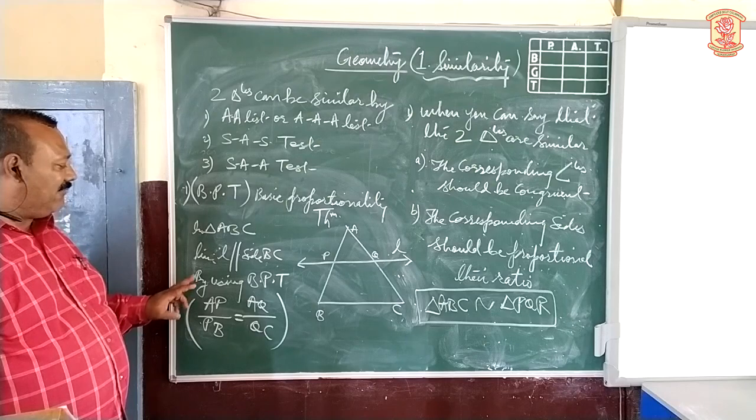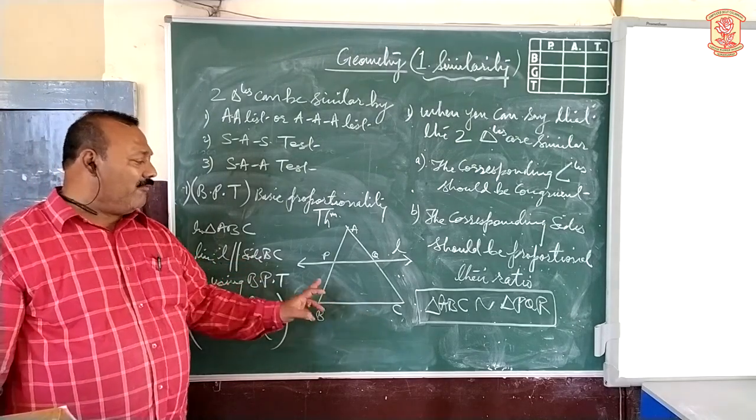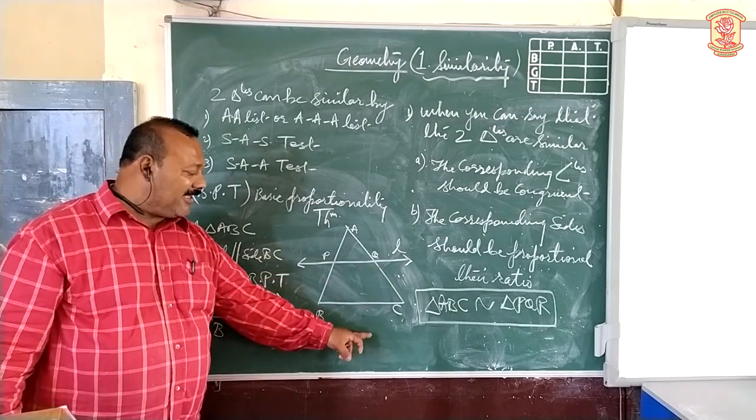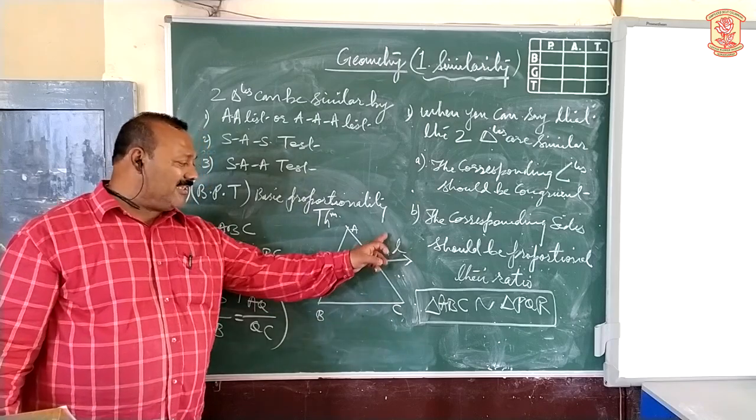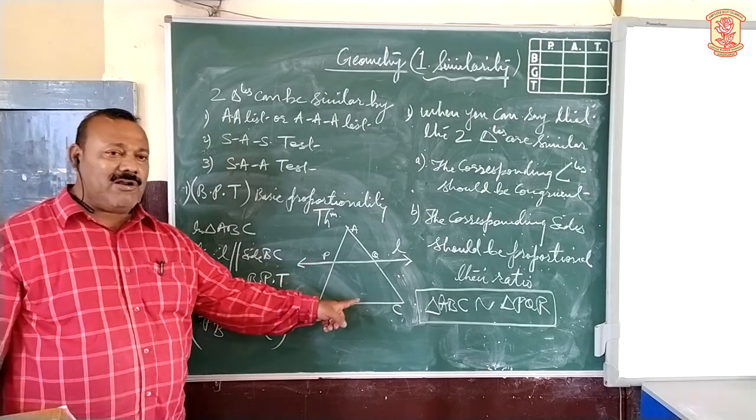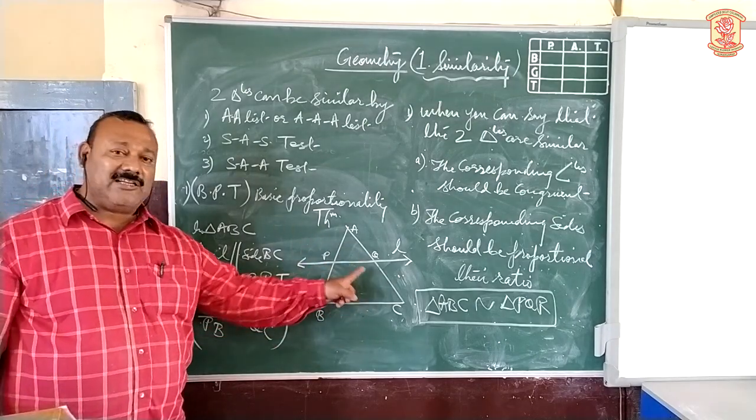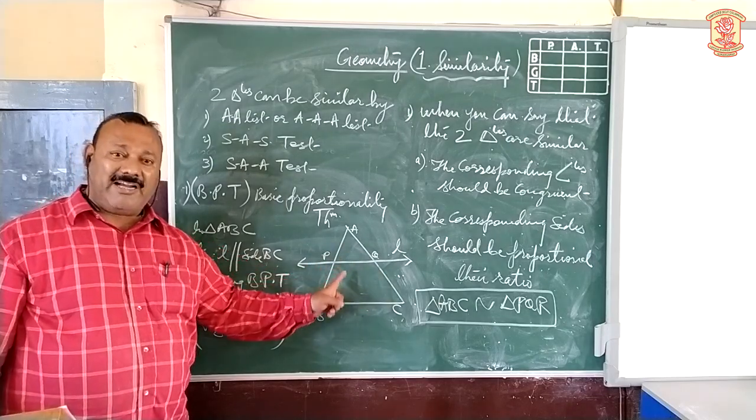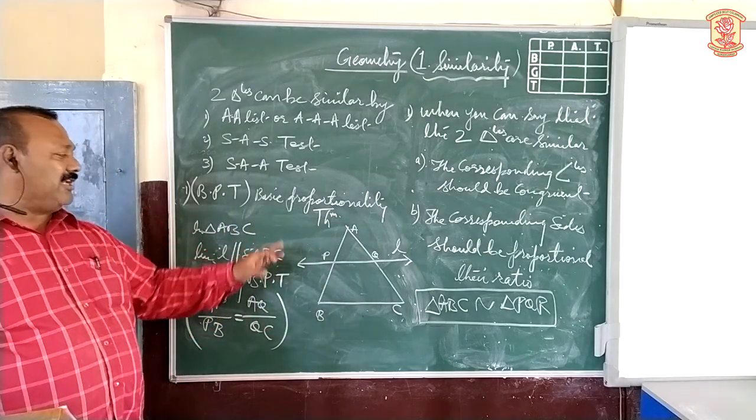What is the main condition required? Line L should be parallel to side BC. Any side it can be. For example, line L parallel to side BC. If you draw from here any other line M, it will be parallel to AC. If you draw the line here, for example, line N, it will be parallel to side AB. Therefore, any one of the lines should be parallel to any one of the sides and intersect the other two sides in two distinct points. Then only those two sides are divided by it in the same ratio. This is regarding the basic proportionality theorem.